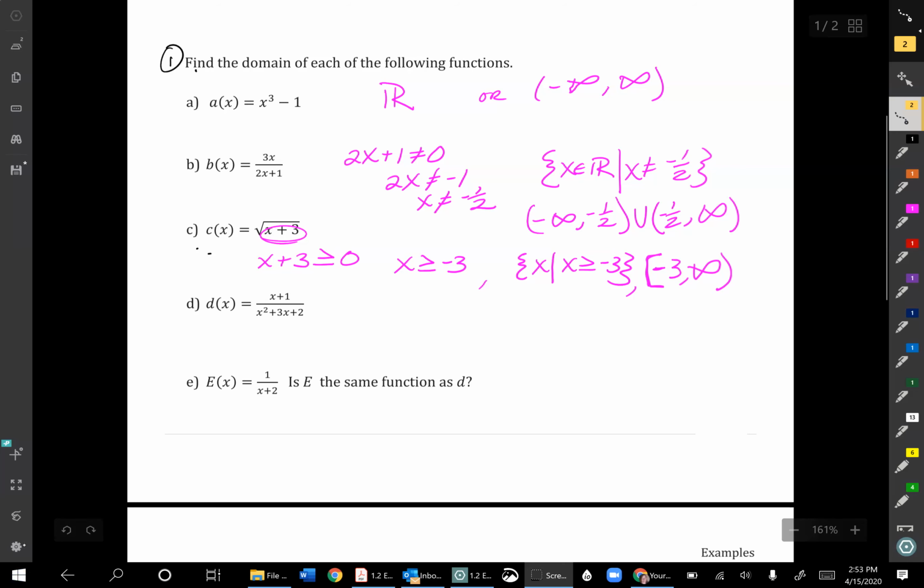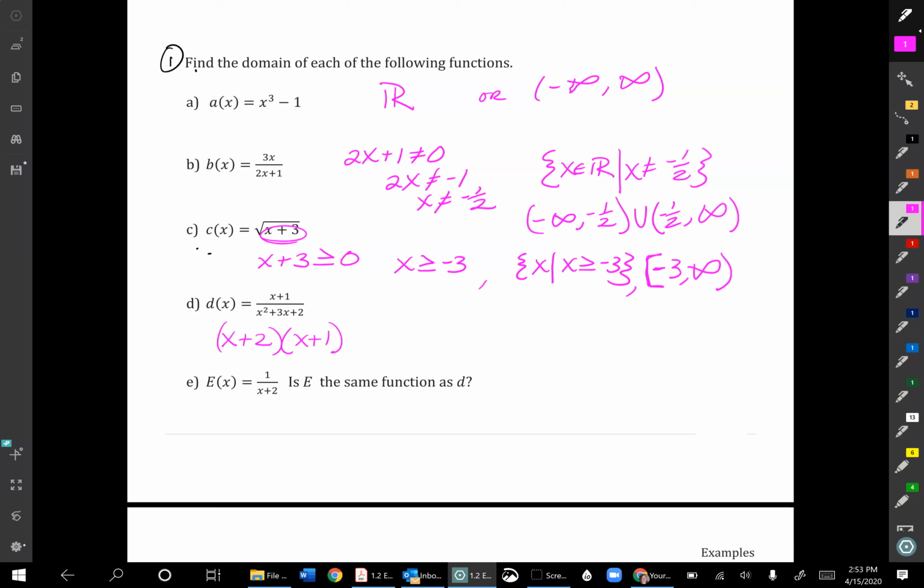Okay, so I'm going to put x plus 2 times x plus 1, and I can just do this in my head. This one's solving out to all x such that x is not equal to -2 and x not equal to -1. Make sure that's an and. We can't have either one of those situations.